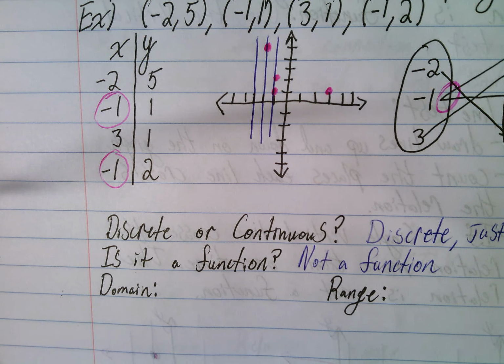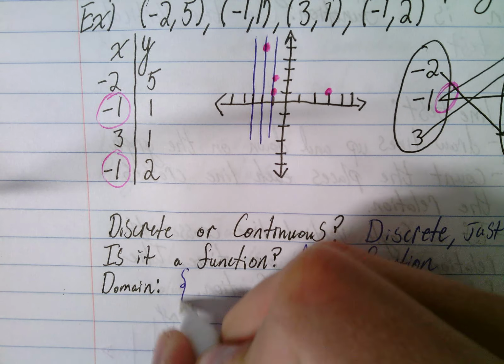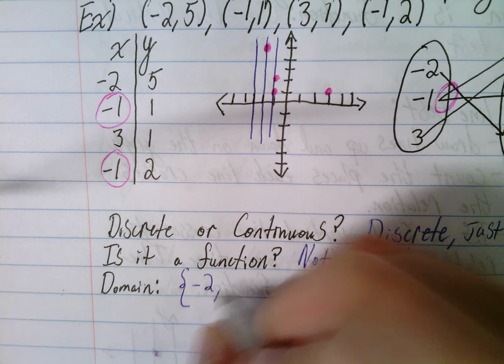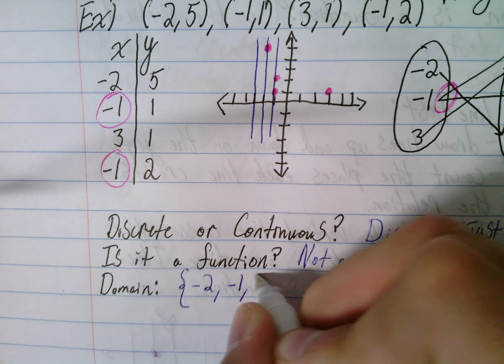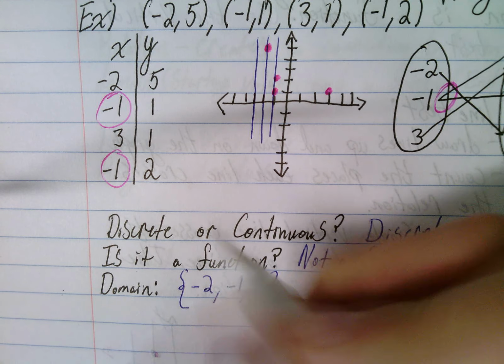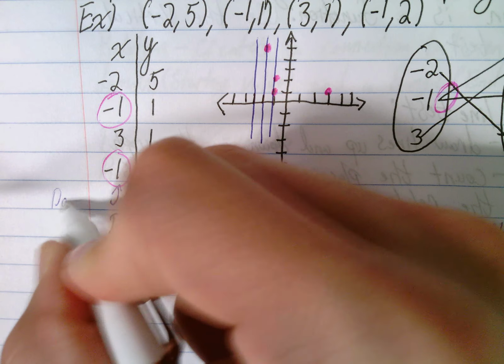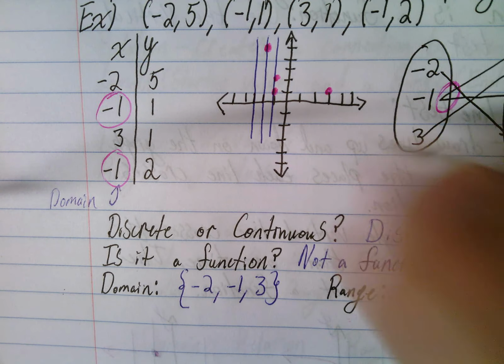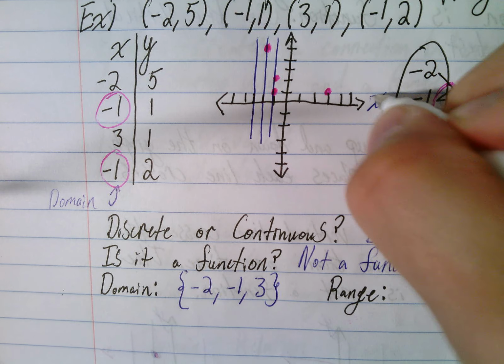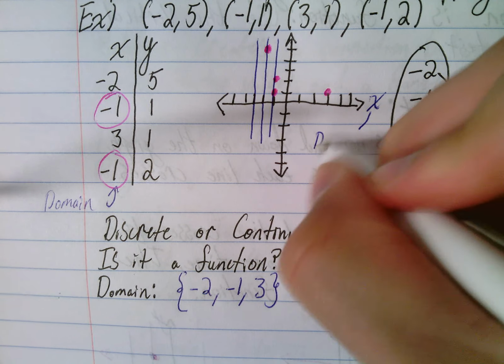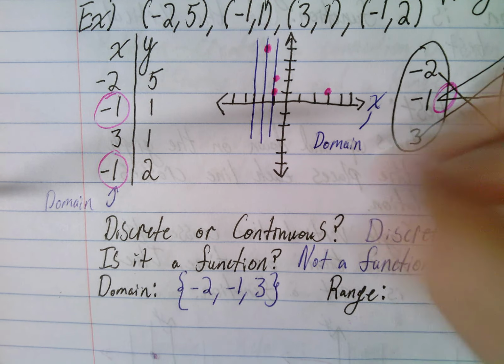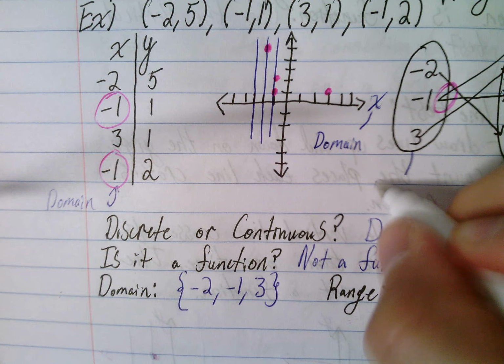What is my domain here? Andy, can you help me with the domain? Very good. Our domain is our x values, so -2, -1, and 3. Our domain is right here. This is our domain. Our domain is also our x here. This is our domain. And our domain is also here.